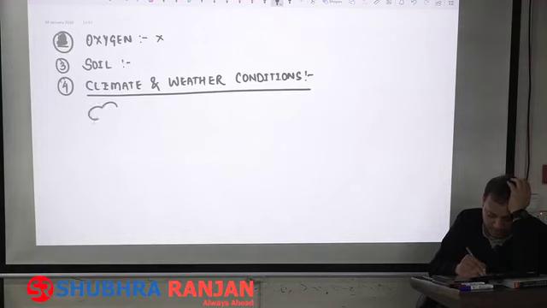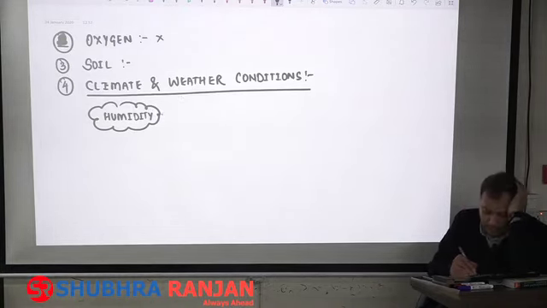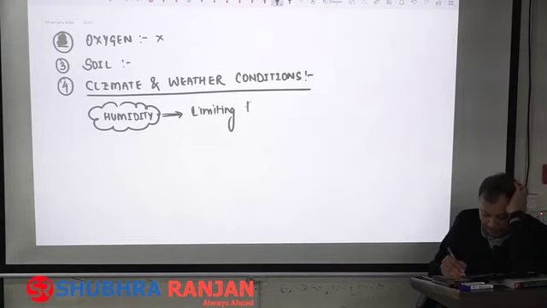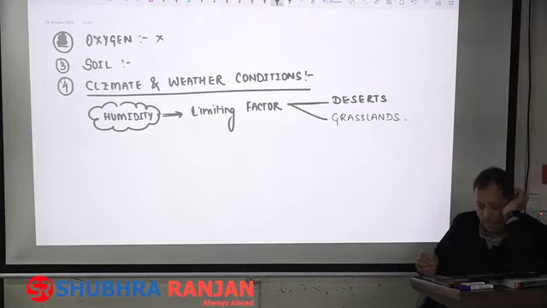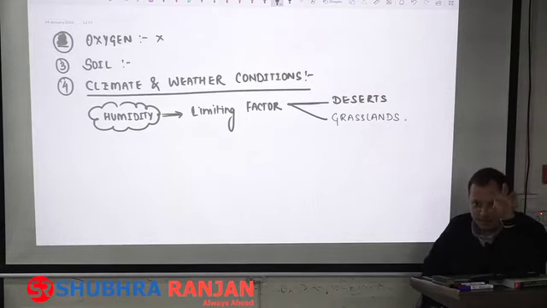in which one? Humidity. Now, humidity is a limiting factor in deserts and grasslands. In both deserts and grasslands. This is a limiting factor in both the deserts and the grasslands.